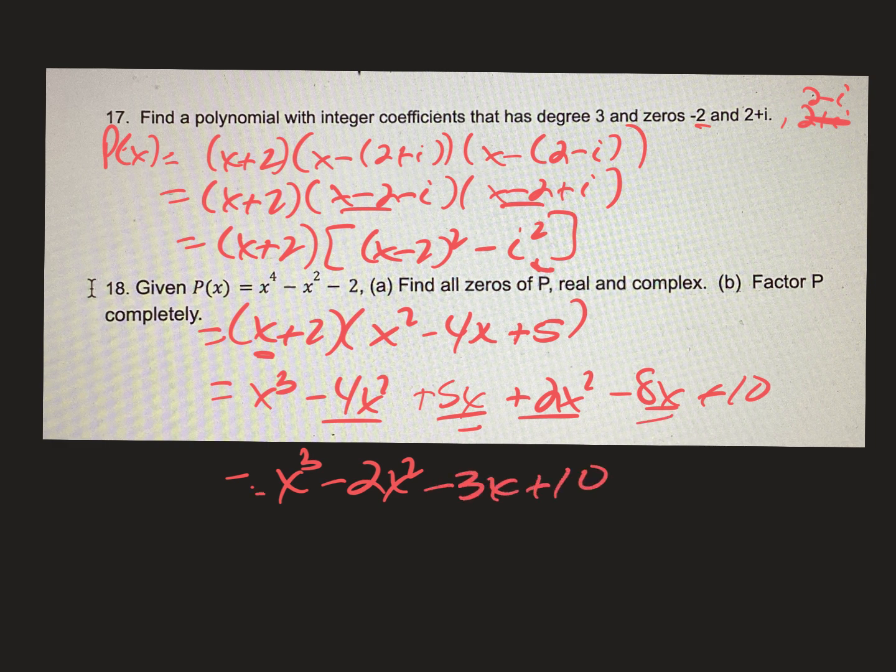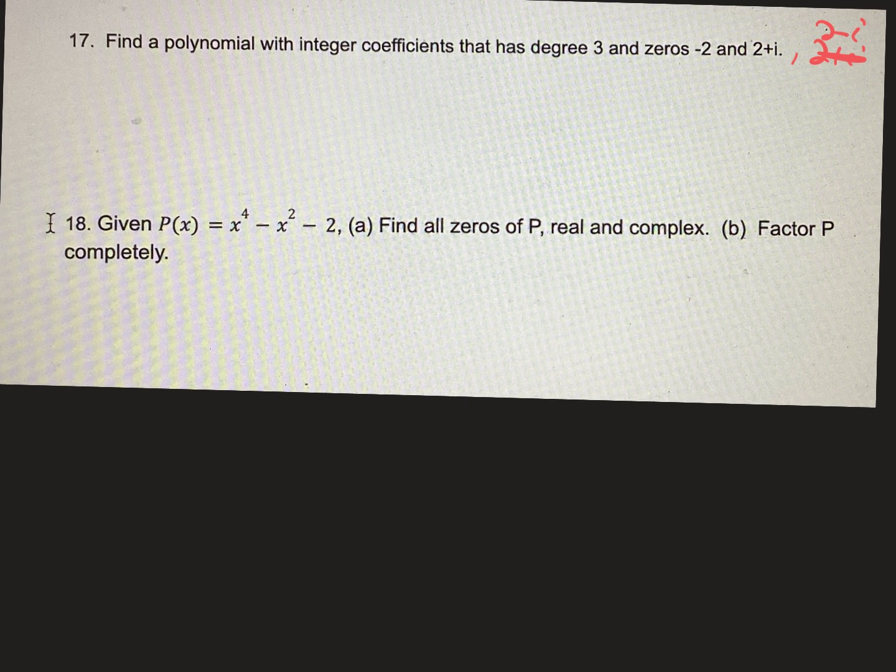All you got to do on that one, okay? No big deal. Just kidding. That's a lot. Number 18, last one. Oops. Here we go. Number 18. It says, given this one, find all the zeros and factors. So let's find the zeros first.